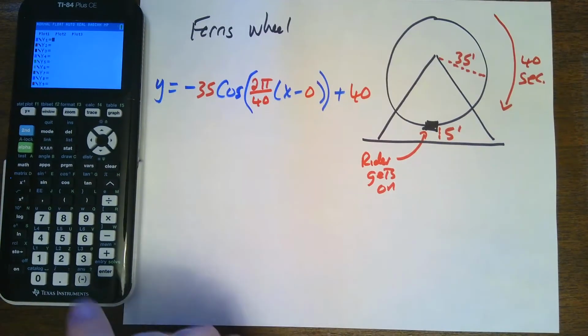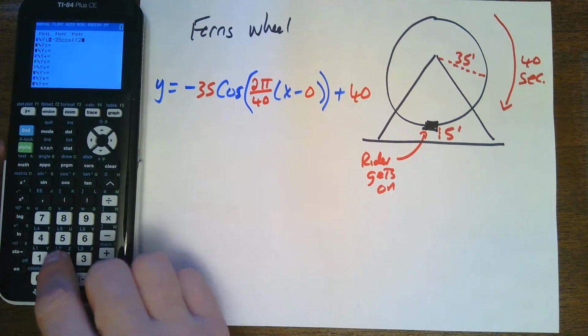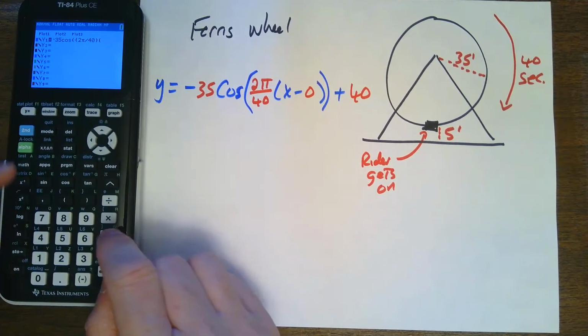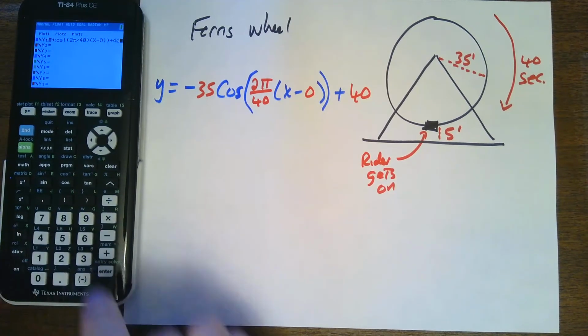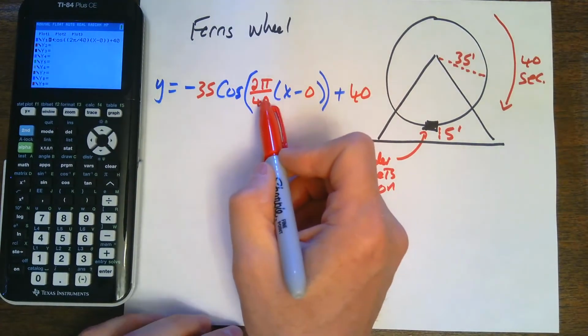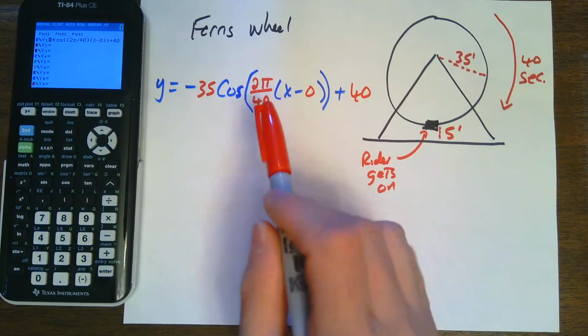All right, so let's go ahead and plug this in. Negative 35 times the cosine of, open parentheses, 2 pi divided by 40, close parentheses, open parentheses, x minus nothing, close, plus 40. And I know I don't need that minus 0 in there, and I could reduce this to pi over 20. Just like in the tide problem, I could have reduced that one to pi over 6.2 or something. The cool thing about tides is that's always going to be the period of every tide. So here we have our model.